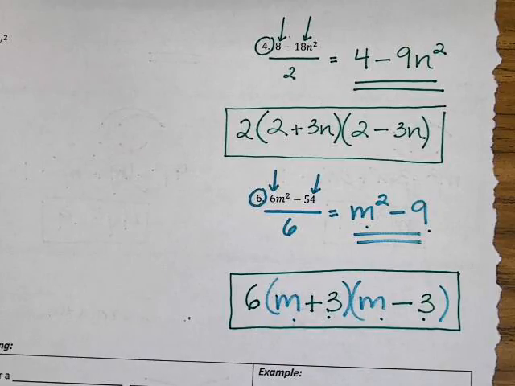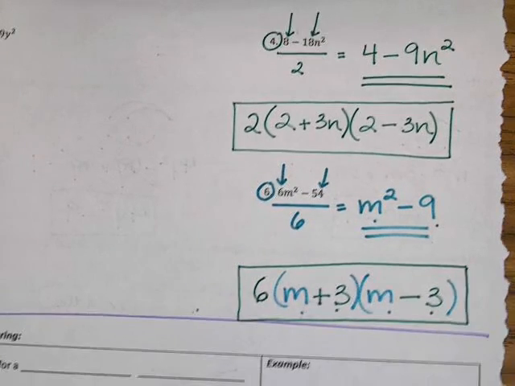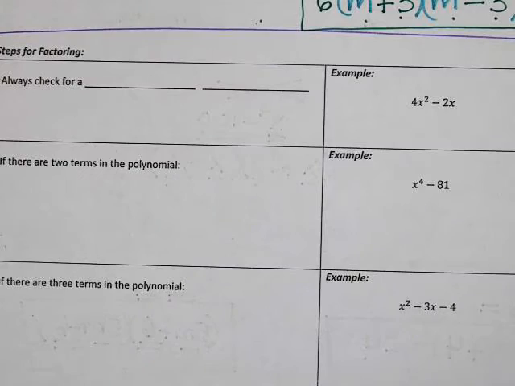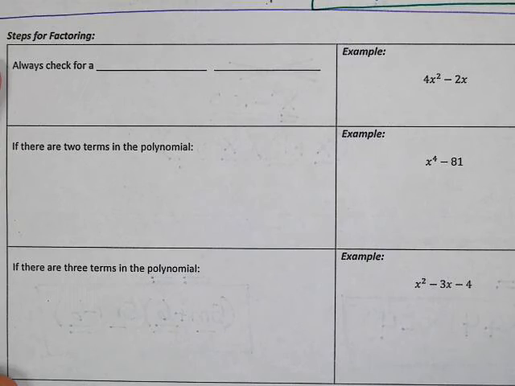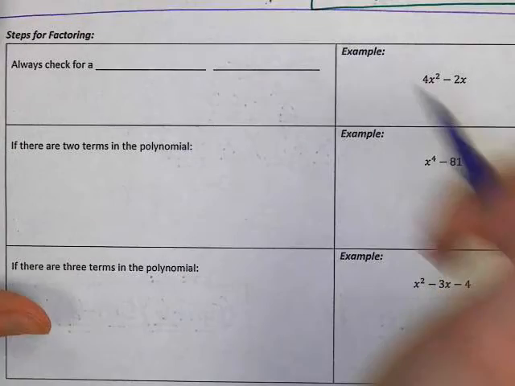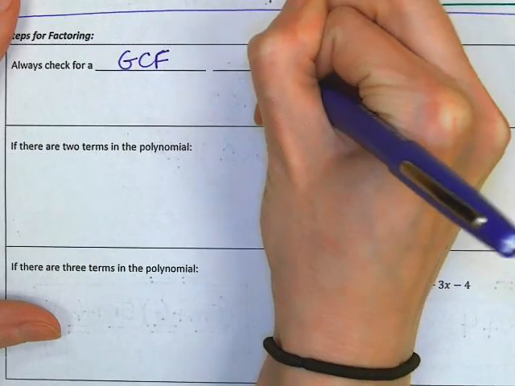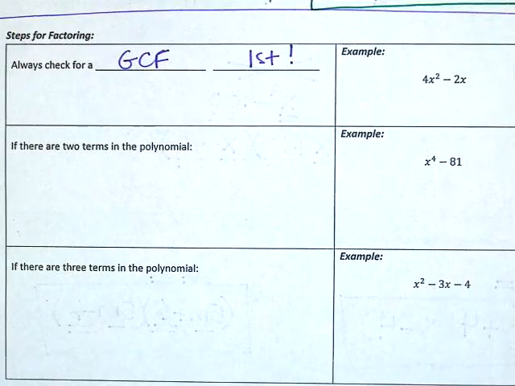All right, awesome. And then feel free to stop here. But I'm going to go over a little chart that we're probably going to do in class too. But if anybody wants it now, here you go. Here's just like a recap of the 3 types of factoring. Always check for a GCF first.